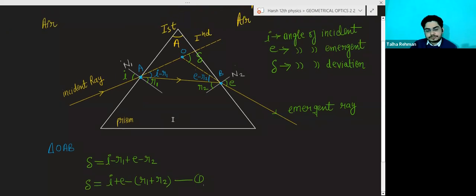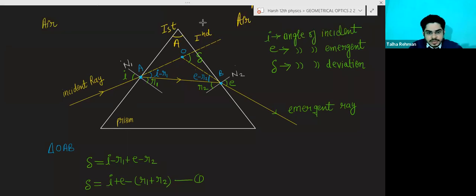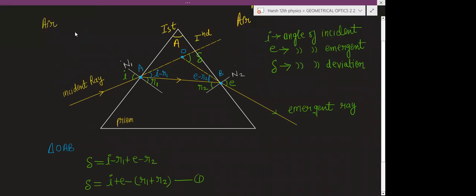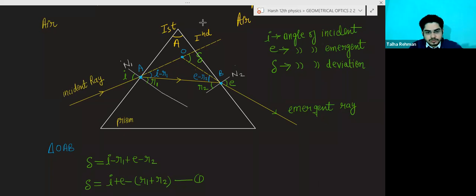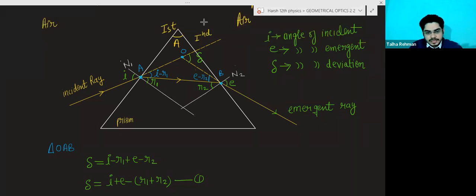After that, what I am doing, I am joining both the normals. A little bit of construction we have to do, so don't worry for that. With practice, you can do that. So this normal is going like this, and another normal is going like this. Both the normals are meeting here. Suppose this point is P.